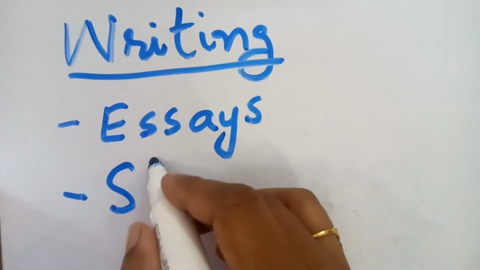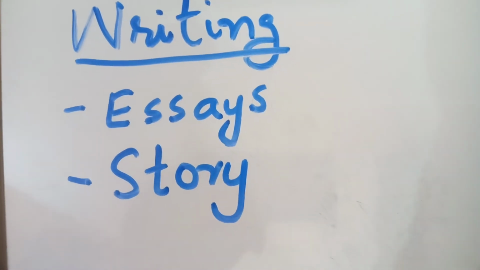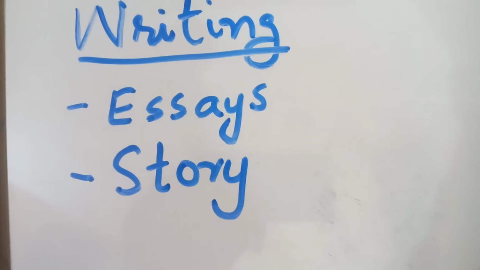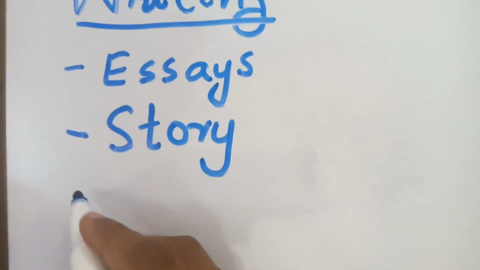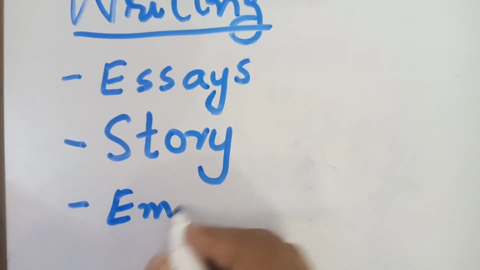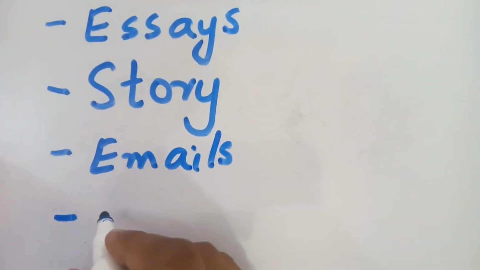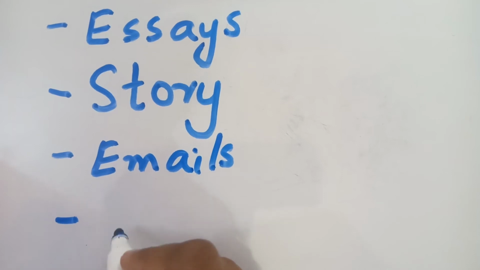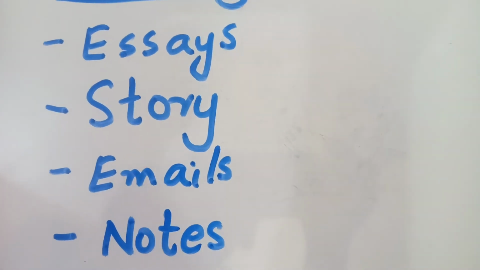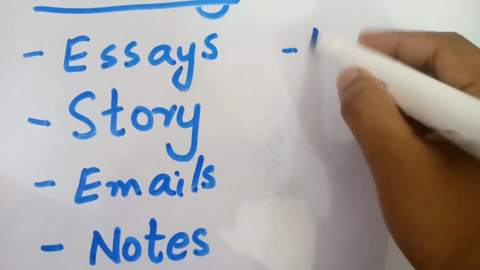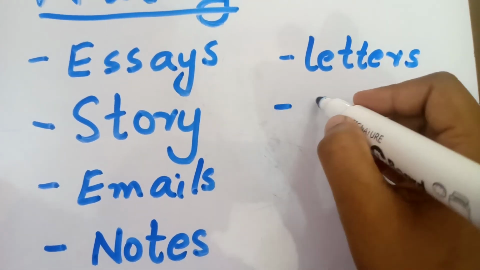Then we can write stories. For example, there are a number of stories. We can read those stories, and after that we can write them in our own words in order to increase our writing skills, right? Then we have emails. Then we have notes. We can write letters, letters to our cousins, and then we can write applications.